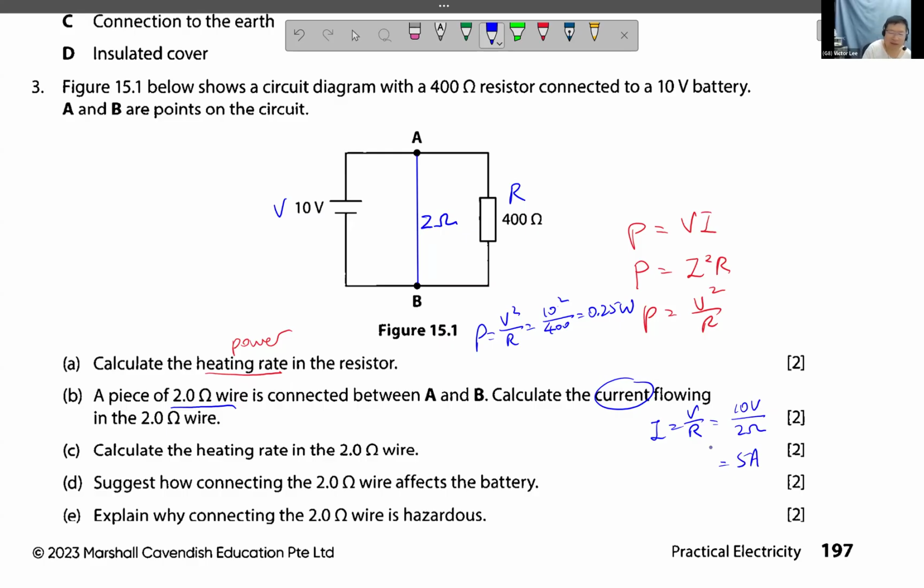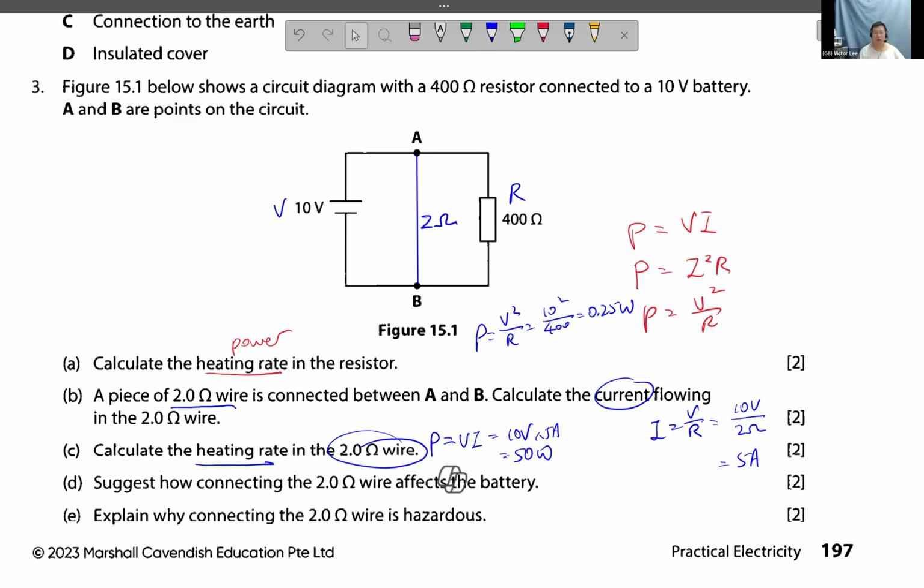Okay, next one. The heating rate of the 2 ohm wire. Basically find the power in the 2 ohm wire. P equals what? VI. What's my V? 10. And what's my I? 5. Answer is 50 watts.